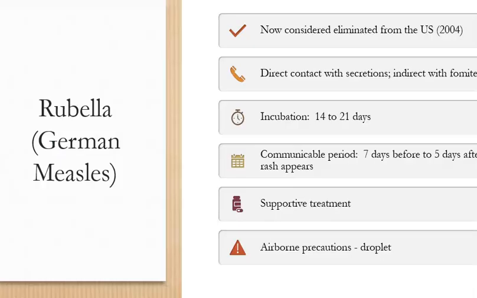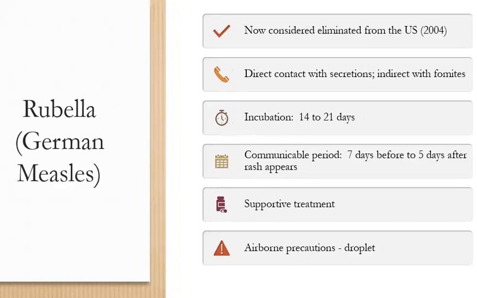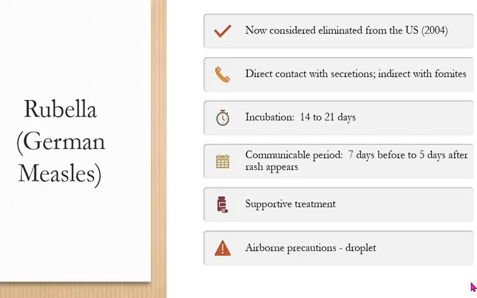Next is rubella. This is the German measles, now considered eliminated in the United States since 2004. You have to come into direct contact with secretions, indirect with fomites. Incubation time is 14 to 21 days. The communicable period is 7 days before to 5 days after rash appears. You're going to do supportive treatment and airborne precautions, not droplet, it should be airborne.